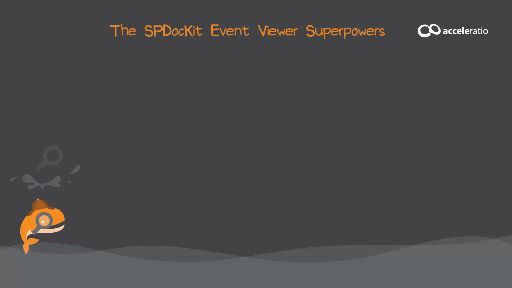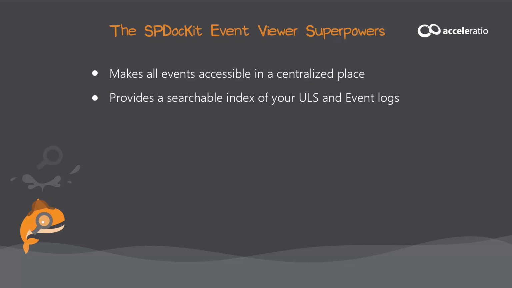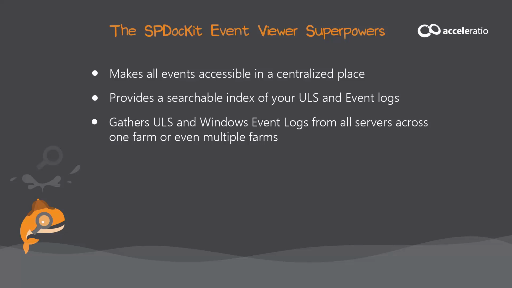With SPDocKit Event Viewer, you won't have to perform all that manual work. We are introducing a new feature that's going to help you gather all these logs to a centralized place, and then we are going to provide you with an interface that helps you search and find all these problems as they occur. So SPDocKit Event Viewer is basically a search engine that helps you search all these logs and analyze them as you go. We are gathering all the ULS logs and Windows event logs from all the servers, from the entire farm, or multiple farms. So even if you have multiple farms, you will be able to search across all these farms.